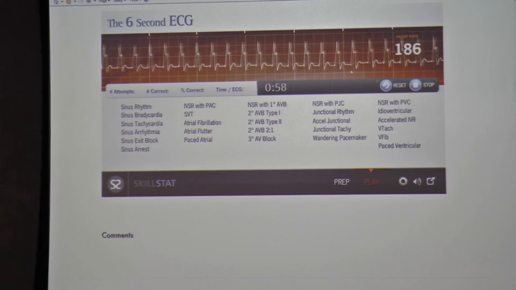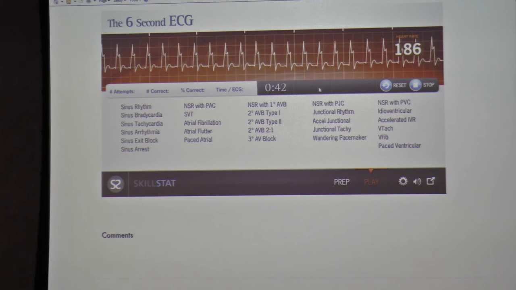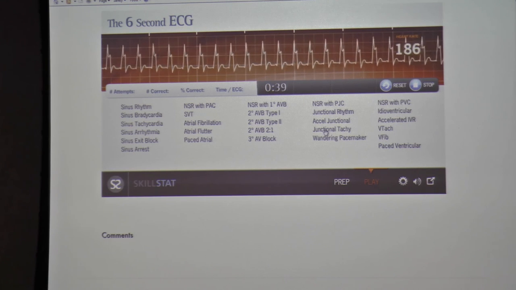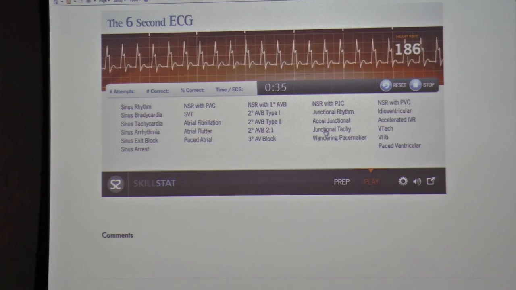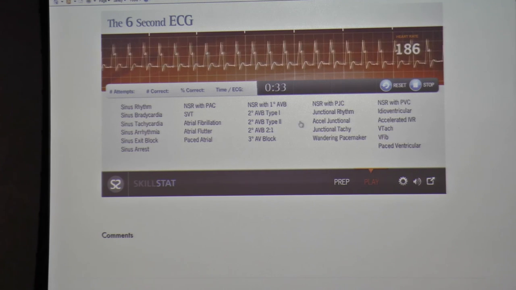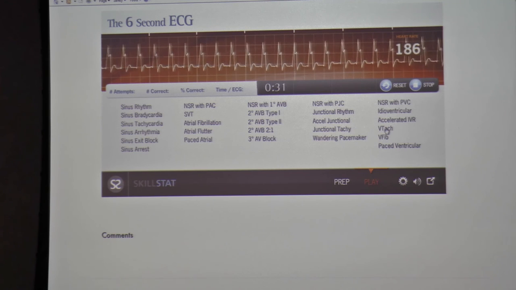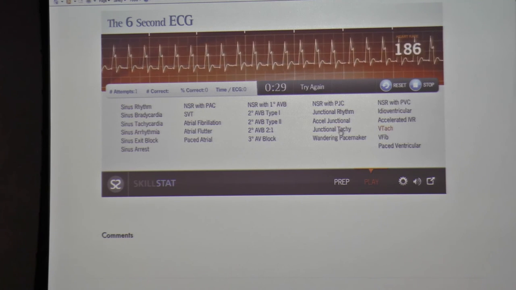Oh, okay. So what do we have here? We have a fast rhythm with a wide QRS. Could be VTAC. 186 could definitely be VTAC. Could also be a junctional tachycardia. We don't really see any P waves. I don't know which one you want to try. You want to try VTAC? I think it might be a junctional tachycardia, yeah.